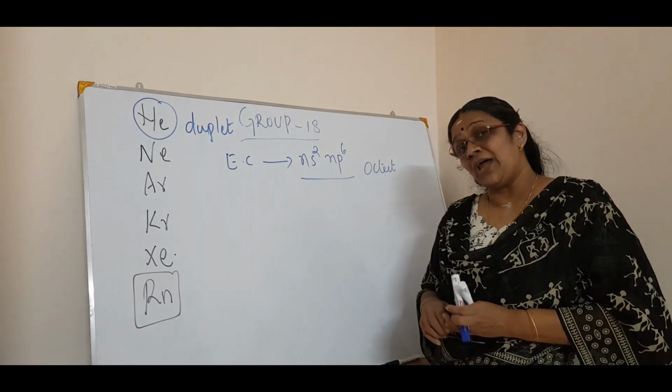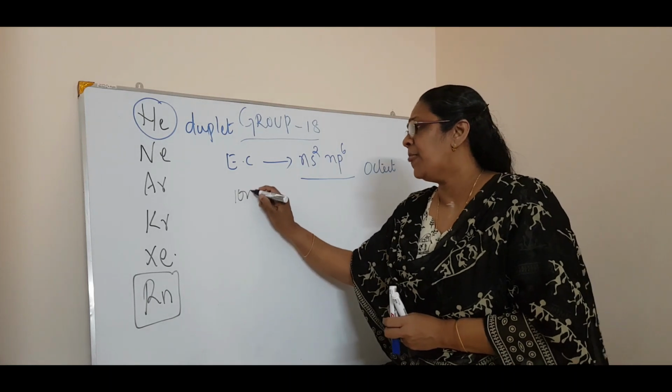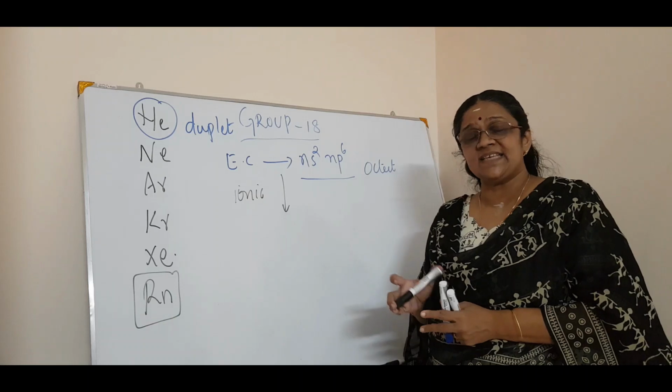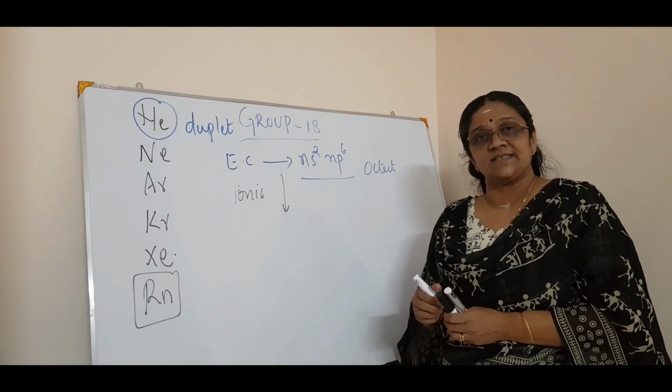Now what about the ionic size? Ionic sizes, as we go from top to bottom, increase. The reason is the same, that is, the number of shells increases.